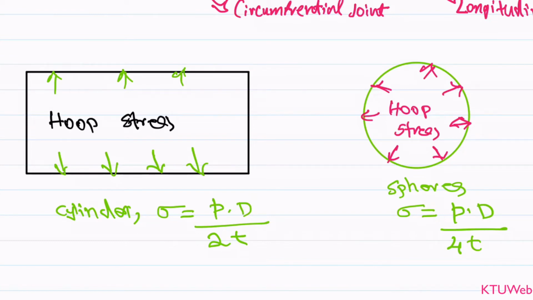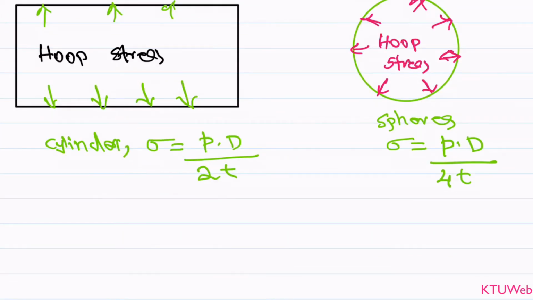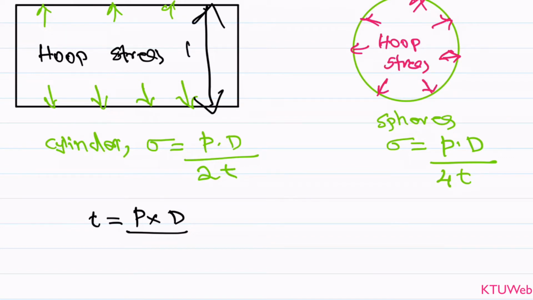Here we are going to deal with cylinders, since most boilers are cylindrical in shape. From this equation we can easily write the thickness of the sheet: t is equal to the pressure times the diameter of the cylinder, D, divided by 2 times the stress. So this is the equation for the thickness of the plate. The thickness should be equal to this much.